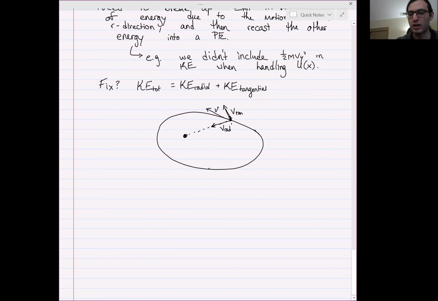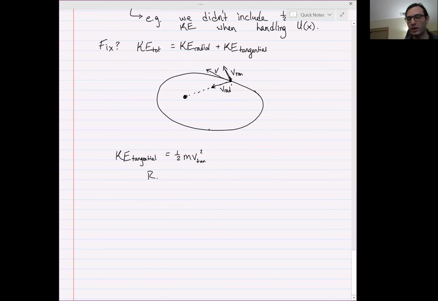So this is v here. So the point is that the tangential component of the kinetic energy is just 1/2 m v tangential squared. And now we can use a trick. Recall that the angular momentum of an object is m v r perp. That's one way that you could write it.